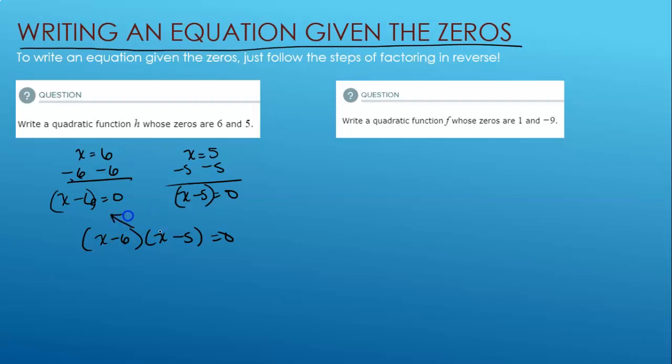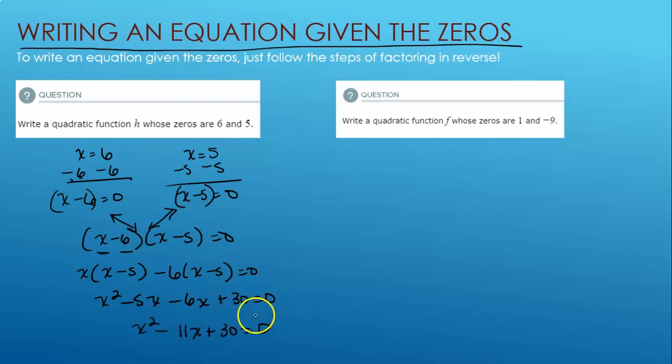Remember how we split those up into 2 to use the zero product property? Now we're just doing that process in reverse. Now we use our distributive property, both of these times x minus 5. So x times x minus 5 minus 6 times x minus 5 equals 0. This becomes x squared minus 5x minus 6x plus 30 equals 0. And this, to simplify the like terms, x squared minus 11x plus 30 equals 0. And then you don't want this to be 0, you want it to be equal to h because they asked you to write that as a quadratic function h. You pause the video and try this one on your own.